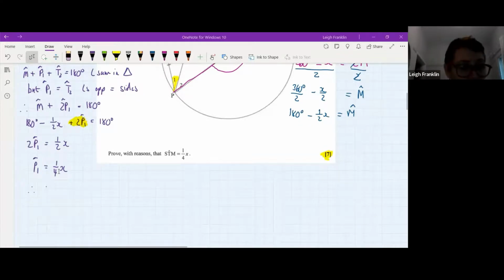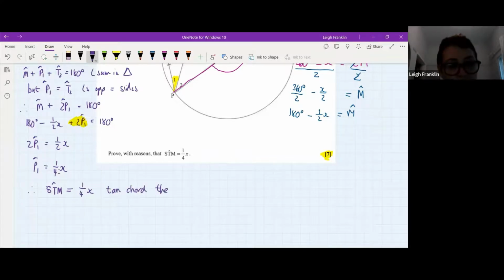So now we can conclude that STM, or T1, is also equal to 1/4 x, and our reason there was the tan-chord theorem. Okay, so Boitshepo, can you see it was actually a little bit easier than you perhaps thought? You were just right at the end. You just needed to make the conclusion. We have proved it. All right.